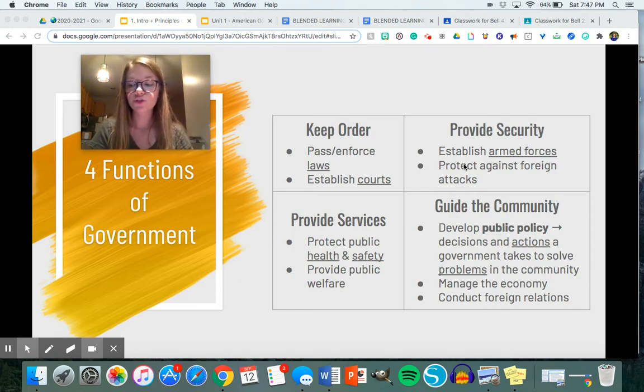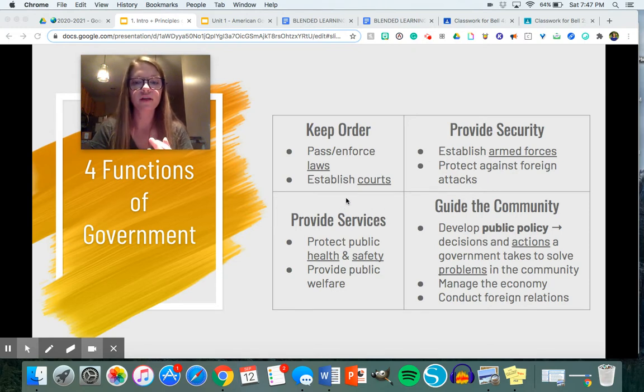Now, providing security, I think this one's pretty straightforward. The government is responsible for establishing armed forces and protecting against foreign attacks, but also at a local level: your policemen and your sheriffs that monitor traffic, enforce those laws, and provide security.